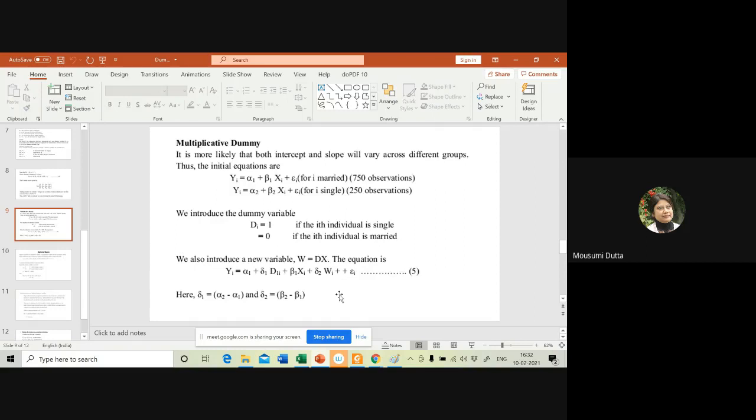You are writing alpha 1 plus delta 1. Now what is delta 1? Alpha 2 minus alpha 1. So if you put the value of delta 1, which is alpha 2 minus alpha 1, alpha 1 will be cancelled. You will simply get alpha 2. Am I right? Yes, ma'am. Then what you have? Beta 1 plus delta 2. Now if you put the value of delta 2, this is beta 2 minus beta 1. So you have beta 1 plus beta 2 minus beta 1. So you can cancel beta 1. So you are left with beta 2 only.